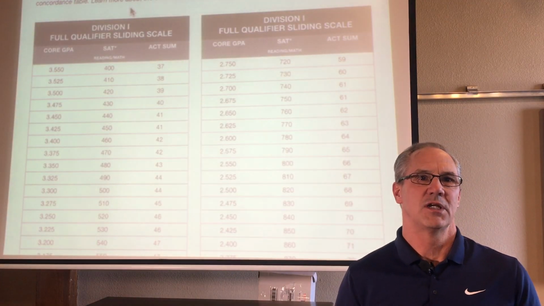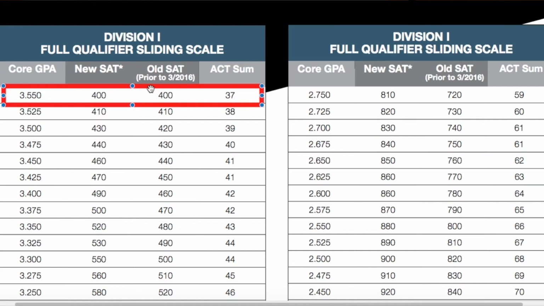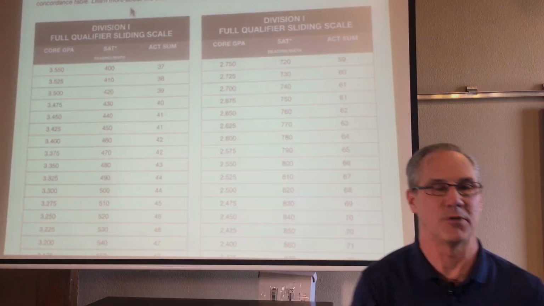For example, to be a full qualifier in an NCAA Division I institution, if your core GPA, and we'll be talking about what exactly constitutes a core course next week, but if your core GPA is a 3.55 or above, you could have an ACT sum, which is adding together your reading, English, math, science subscores, as low as a 37 or an SAT score of 400 and still be eligible.